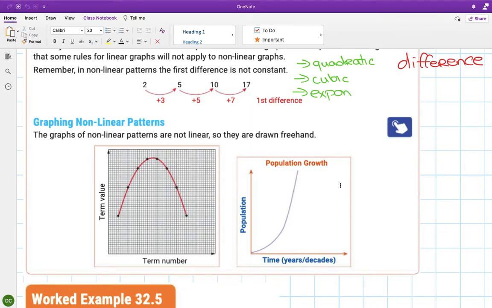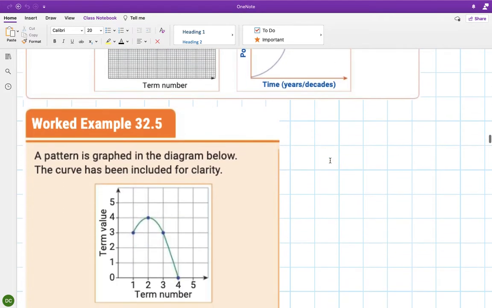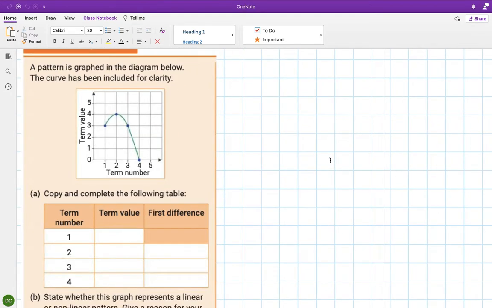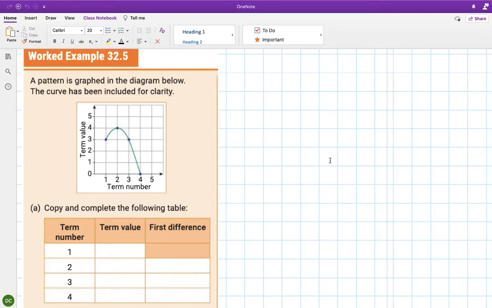Right, it is catching up now. Right, I think we're there. So we'll have a look at this pattern here. So they have graphed the pattern for you, and you can see from the picture that it's definitely not a straight line. Okay, so if it's not a straight line, that means this is going to be non-linear.